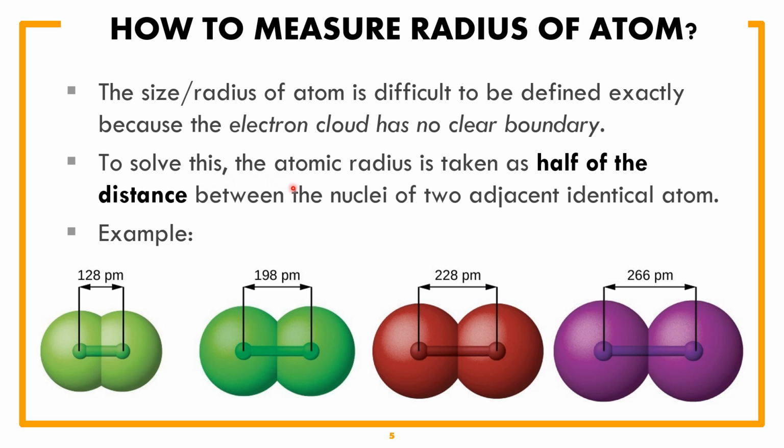To solve this, the atomic radius is taken as half of the distance between the nuclei of two adjacent identical atoms. So for example, we have atom A and the other identical atom A. In order to know the atomic radius of this one atom, we will take from this one nucleus to the other nucleus in the next atom. By doing that, we can identify the radius of an atom.